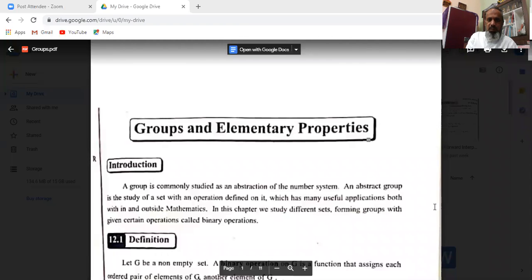In the last class, we have seen the definition of group, binary operations, semi-group, group and abelian groups. Now, we will discuss some elementary properties of groups. So, what we have seen, let us see here. So, this is the definition of a group.